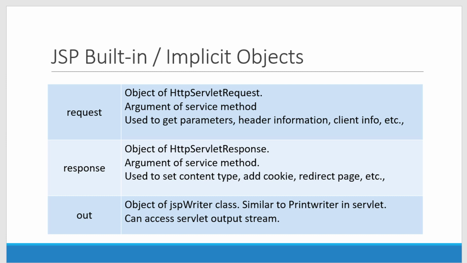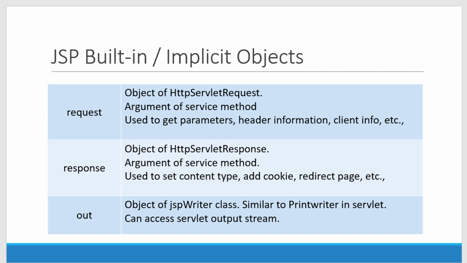Request is an object of HTTP servlet request. It's very similar to the argument that we have as part of the service method within a servlet. Generally, it will be used to get the parameters, header information, or any client information. Similarly, the service method has another argument, the response. The same response object is available, and it is of type HTTP servlet response. Generally it will be used to set the content type, add cookies, add a redirect page, and lot more.